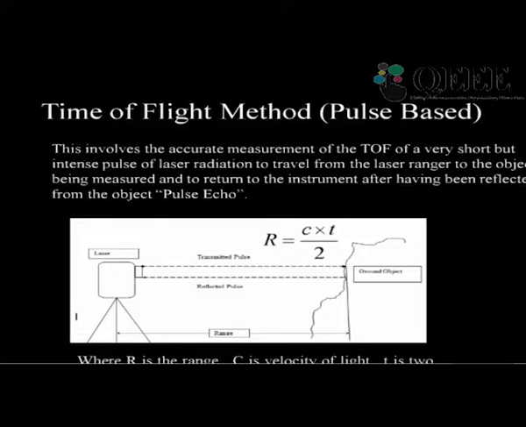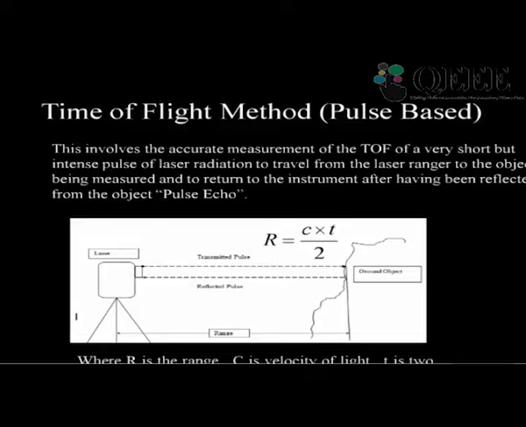C is already known. And T is the time taken between your instrument station and the ground station and back to the instrument station. So that is a two-way travel time, which is why we are dividing by 2. So R is equal to C into T by 2. So you will get the distance between the instrument station and the target station.